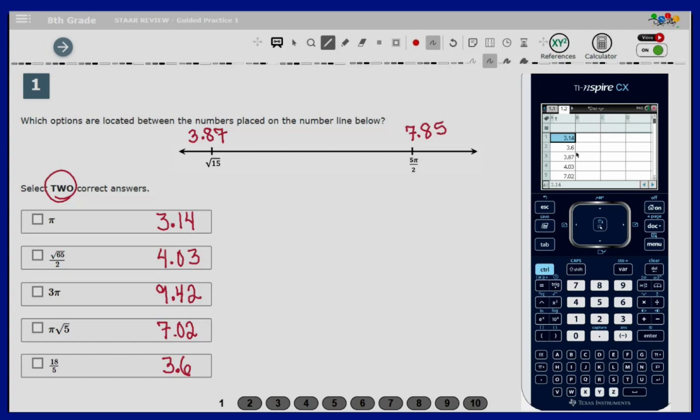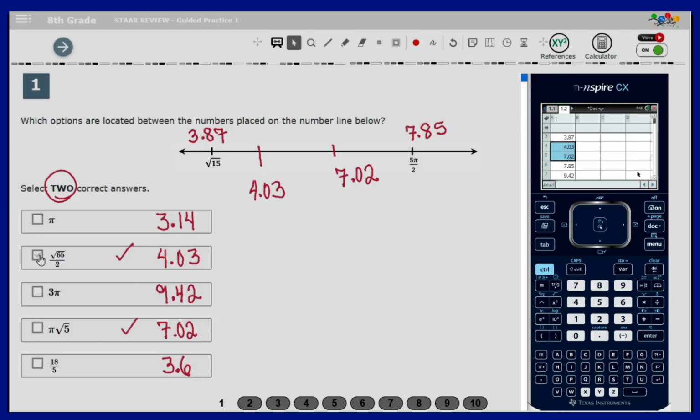I'm going to go to 3.87, which is right here, and then 7.85, which is right here. So these two numbers are actually between my numbers. I'm going to write it down here: 4.03, and then also 7.02. I'm going to come back to the numbers that I had earlier, and I noticed that 4.03 is this one, and 7.02 is this one over here. Therefore, those will be my answers, and I'll click on both of them.